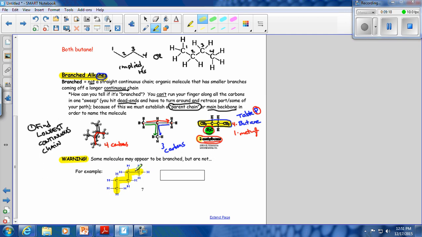It's one continuous chain. So if we were to go ahead and name this, we would see that we have 1, 2, 3, 4, 5 carbons, C5, and because we're dealing with the alkanes, once again, our formula is CnH2n+2, and we have a total of 12 hydrogens. This is called pentane. The pent comes from the number 5. Now, on the next page, let's take a look at some ways to name some branched alkanes.